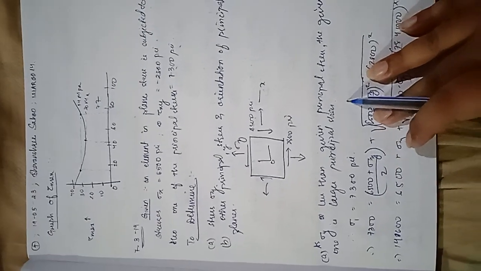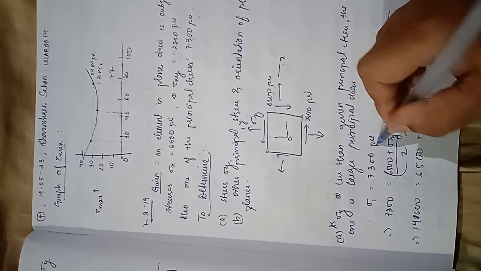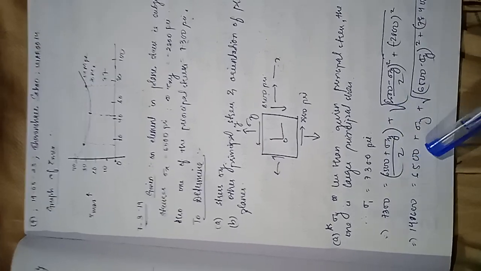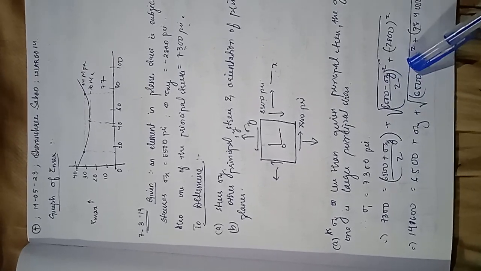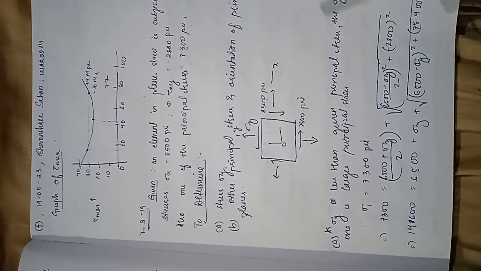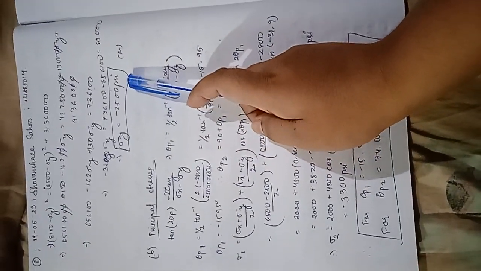stress, the given one is the larger principal, hence sigma 1 is 7300 psi. So 7300 is equal to (6500 plus sigma y) by 2 plus root over ((6500 minus sigma y) by 2) whole square plus 2800 whole square. And on solving, we get sigma y is equal to minus 2500 psi.